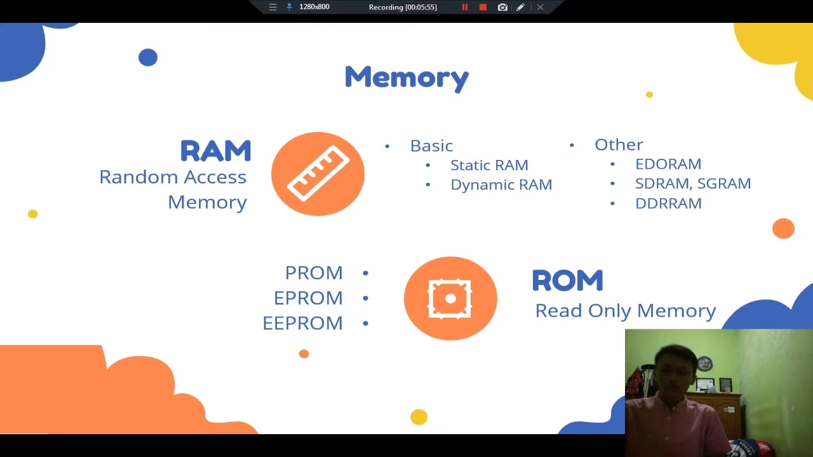The second is EPROM. EPROM is erasable programmable ROM. The stored data in EPROM can be erased by exposing it to UV light for about 20 minutes. And the last is EEPROM. EEPROM is electrically erasable programmable ROM. The chip can be erased and reprogrammed on the board easily byte by byte. It can be erased within a few milliseconds. Okay, next.